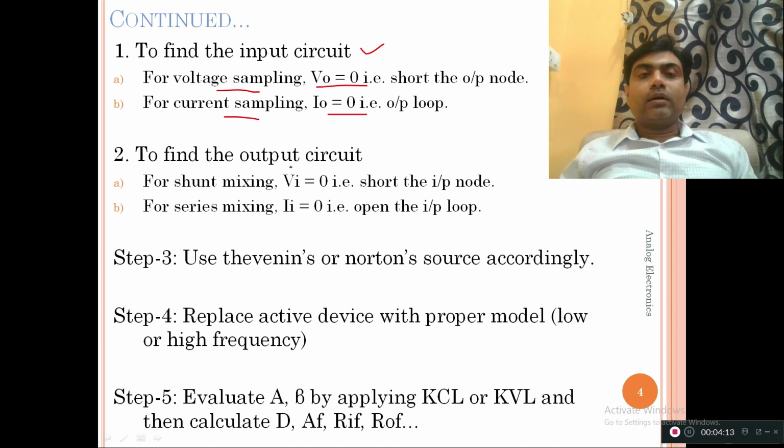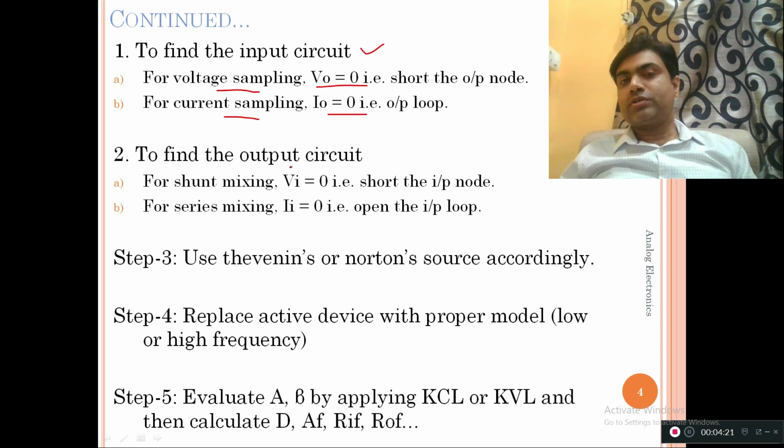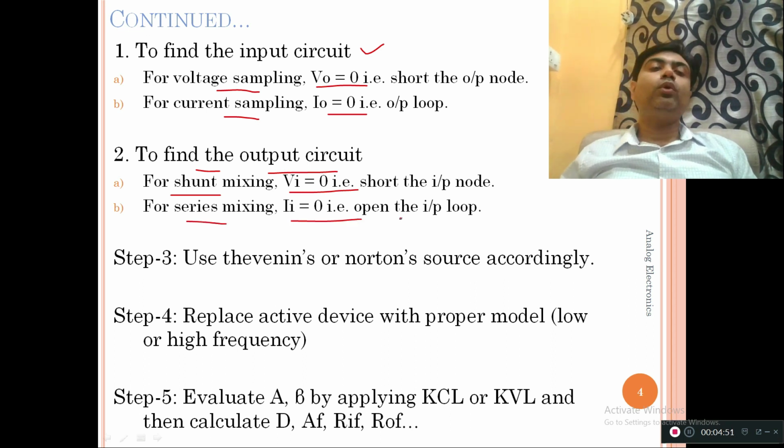So if I am interested in drawing the input circuitry of my feedback amplifier for the analysis, then I will be short circuiting the output node, or open circuiting the output loop, depending upon whether I am sampling the voltage or the current. Next step is the output circuit. How do we find the output circuit? The output circuit will depend on what kind of mixing we are doing at the input side. If it is shunt mixing, then I have to short the input node, and if it is series mixing, then I have to open the input loop.